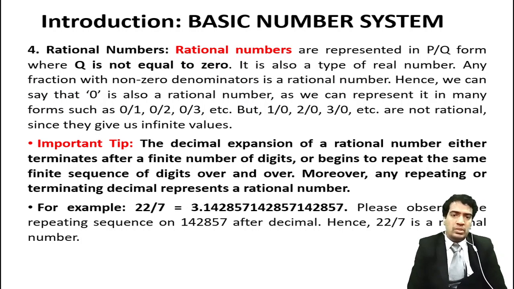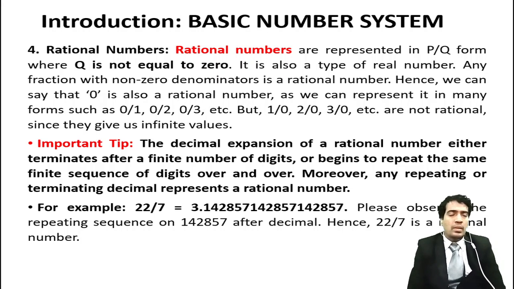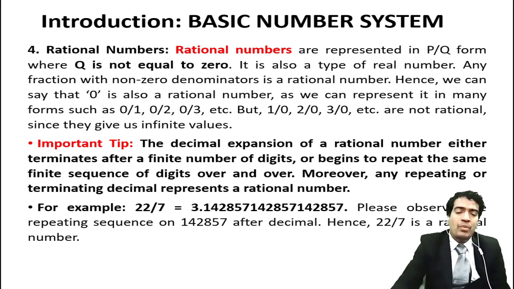What are rational numbers? Rational numbers are those numbers that can be represented in the form of P by Q, where the number Q is not equal to 0. Why am I saying Q should not be equal to 0? Because in mathematics, if you divide any number by 0, that is not defined. So we will not call anything a rational number, or for that matter any number, if you are dividing a number by 0. So rational numbers are those numbers which can be represented in the form of P by Q, where Q is not equal to 0.